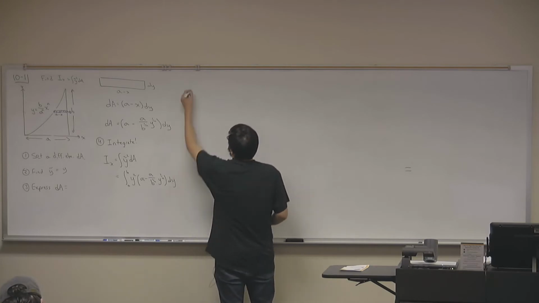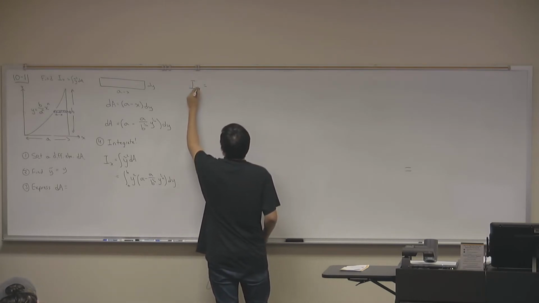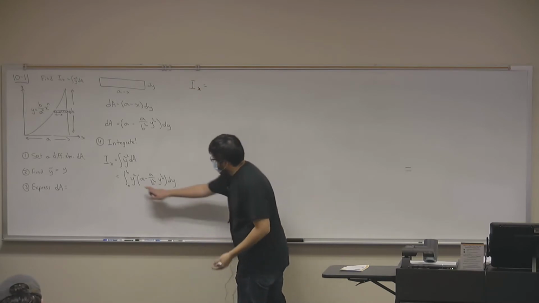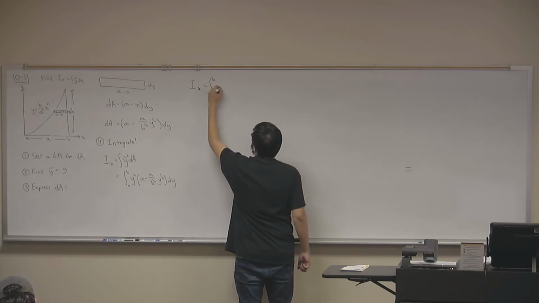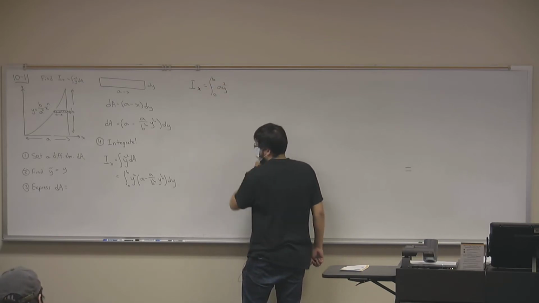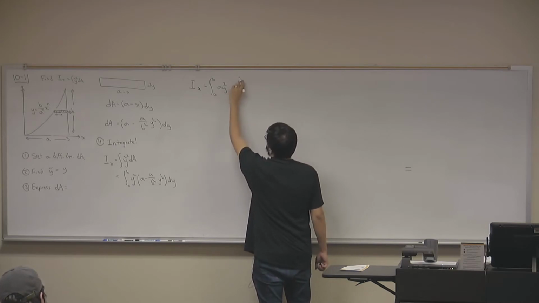I'm going to have to continue here. I get that the integral, and at this point, we're just having fun with math, right? The integral is just equal to y squared times a, so from 0 to b, a y squared minus, what do we have here?